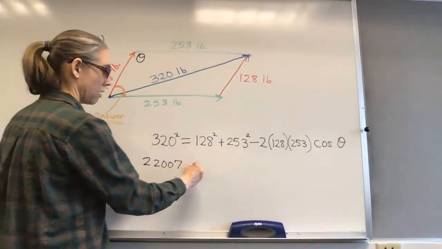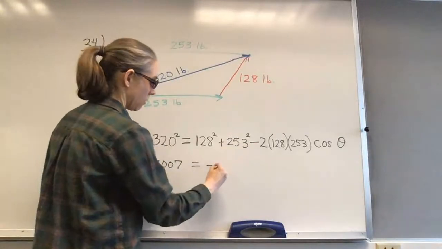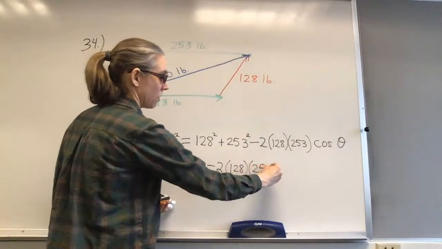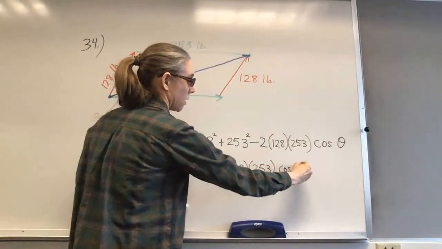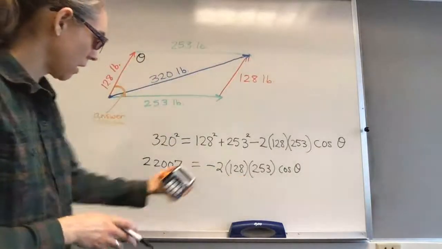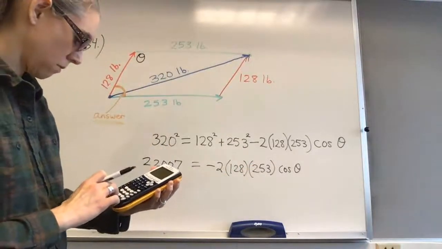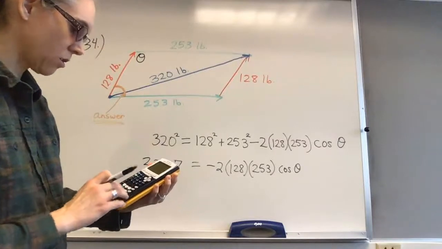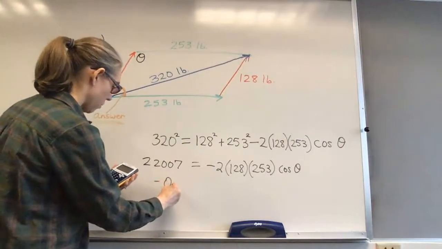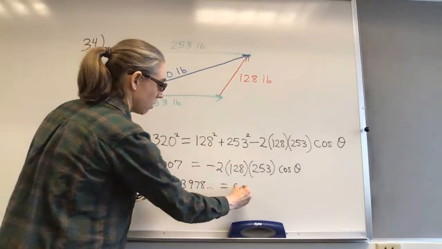22007 is equal to negative 2 times 128, 253 cosine theta. And now I'm going to divide both sides by this coefficient here, negative 2 times 128 times 253. I encourage you to work along with me as I do these problems. So we have negative 0.33978 is equal to cosine of theta.